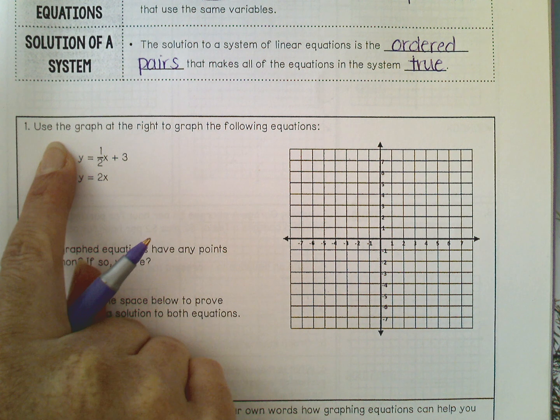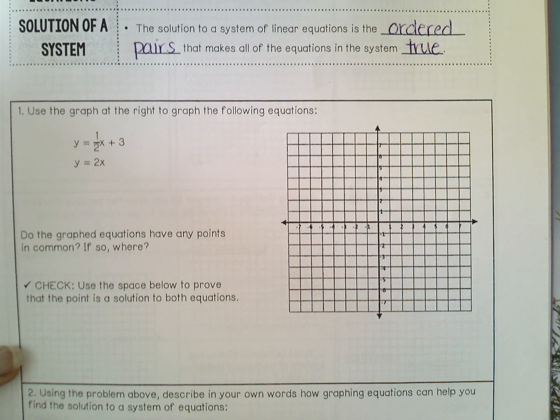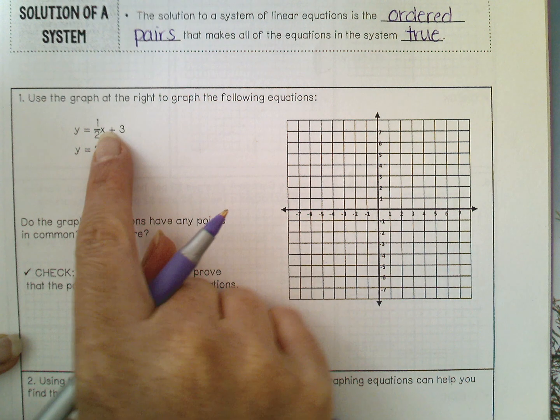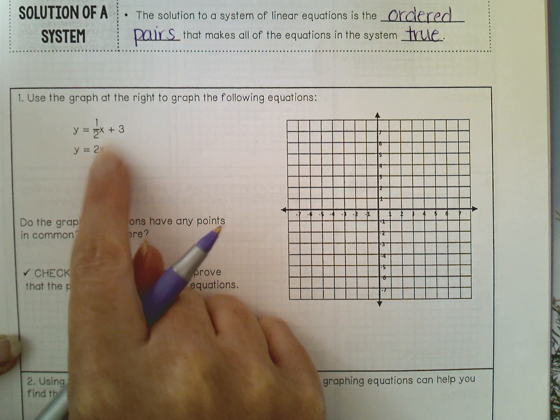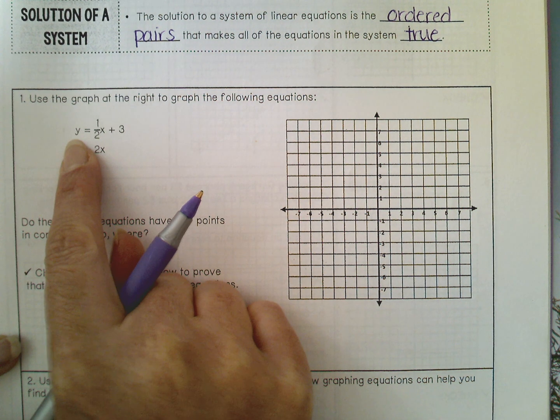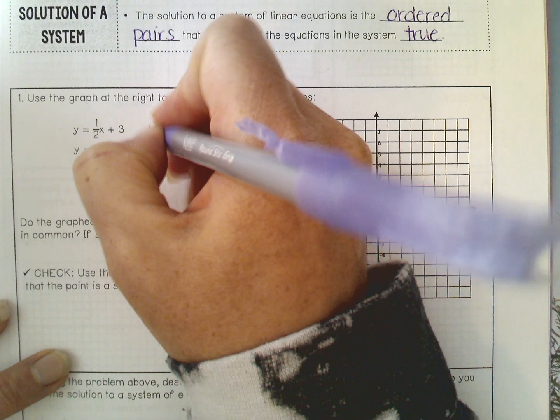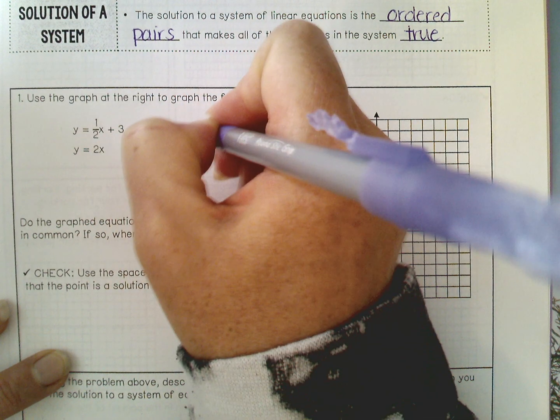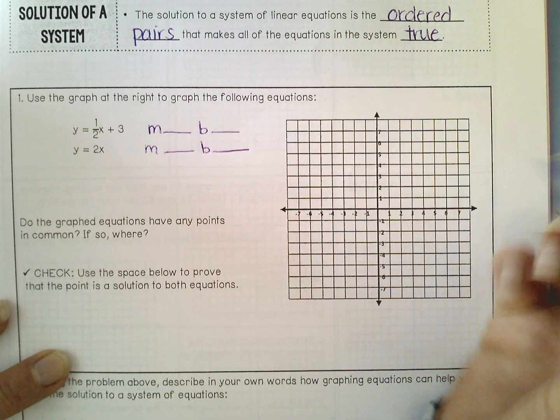So first example, let's look at this. Use the graph at the right to graph the following equations. So I'm given 2 equations and they are nicely put into the slope-intercept form where it's y equals mx plus b. Okay, so I need to identify what my slope and what my y-intercept for each of these equations are.